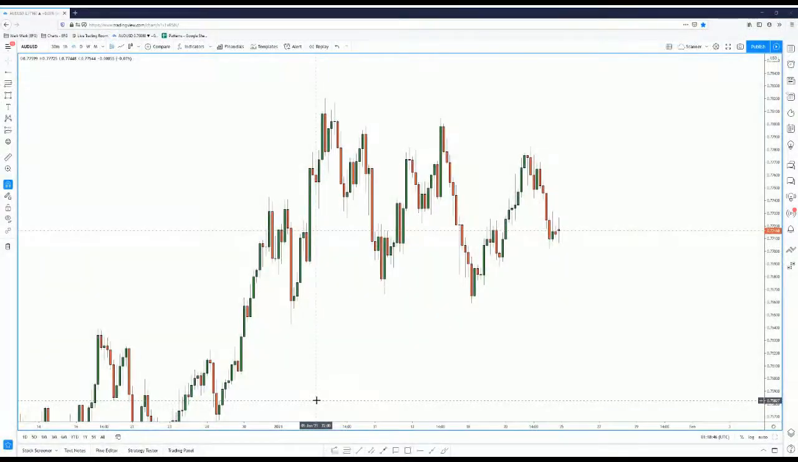Hi everyone, welcome to today's trade of the day, and for today's trade of the day we will be looking at the Aussie dollar. Now the Aussie dollar has a very interesting configuration on the 4 hour.